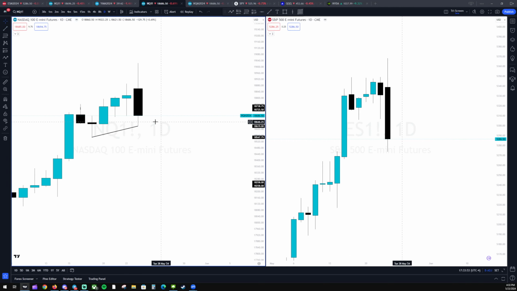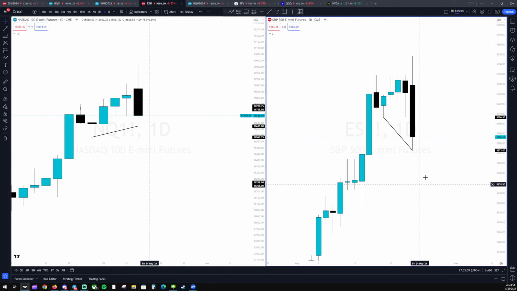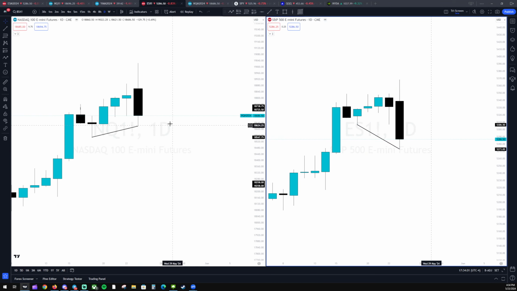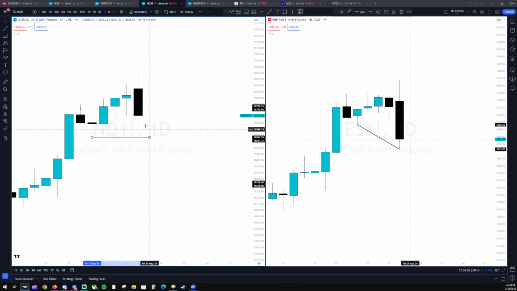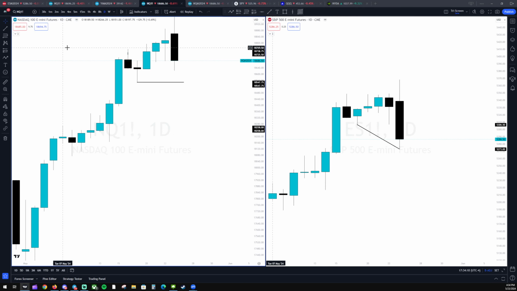Notice NQ has not taken this low, showing strength. Probably a lot of it because of NVIDIA, right? But ES has. So this could be another reason we get some kind of retracement tomorrow. That SMT, and then if NQ comes down and takes this low, it means we probably go a lot lower.